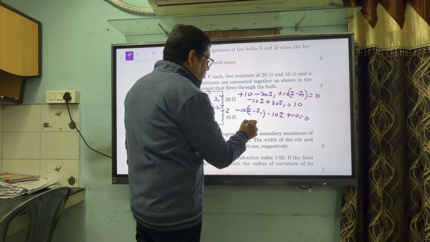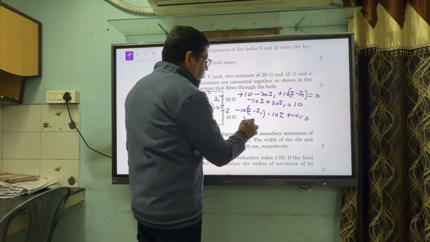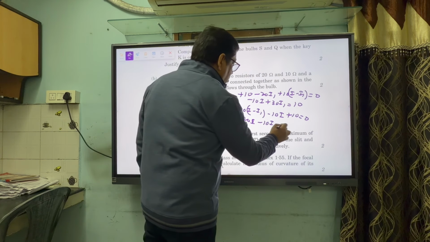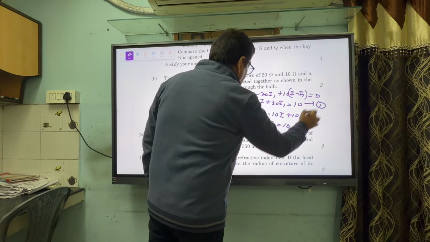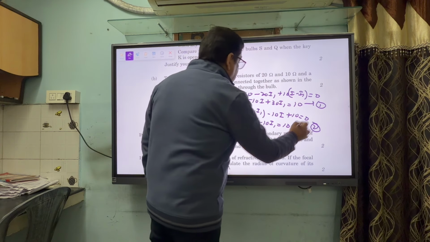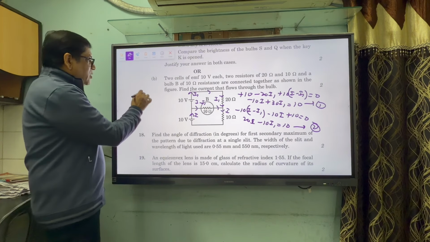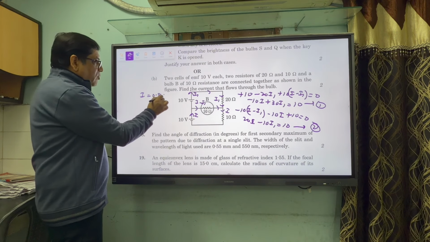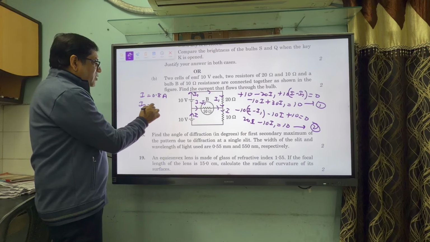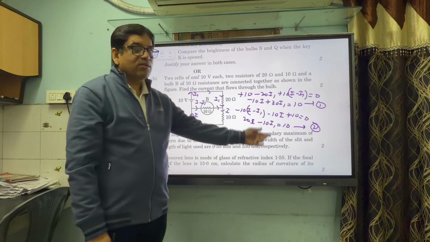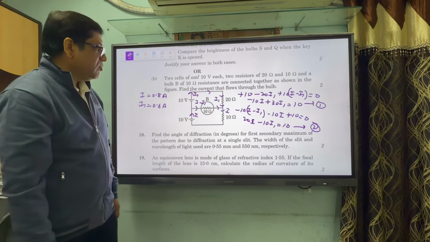So this will become 20I minus 10I1 is equal to 10. Solve these equations, you get this. Now on solving these two equations, we get I is equal to 0.8 ampere, and I1 is equal to 0.6 ampere.